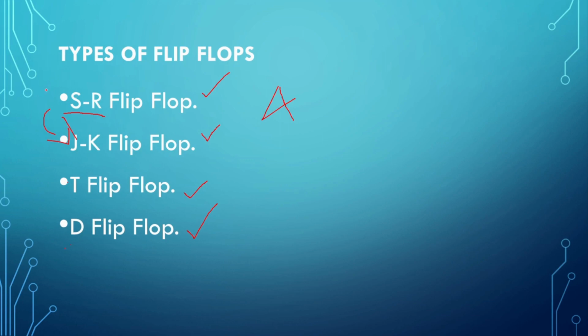In SR and JK flip-flops, there are two inputs to provide two outputs. But in T and D flip-flops, there is one input to provide two outputs. In my next video, I will explain all these flip-flops with definition, truth table, characteristic equation and excitation table.